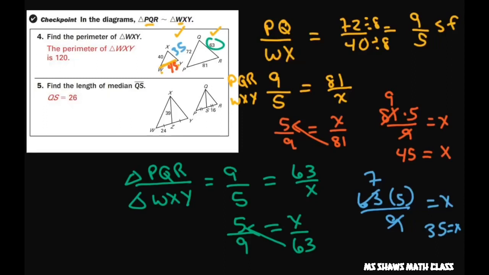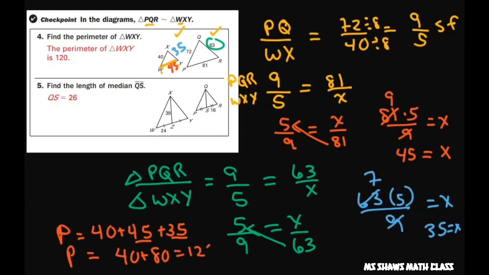Now to find the perimeter, we merely just add everything up. So the perimeter equals 40 plus 45 plus 35. So these two add up to 80. So 40 plus 80 equals 120. So that's 120 there.